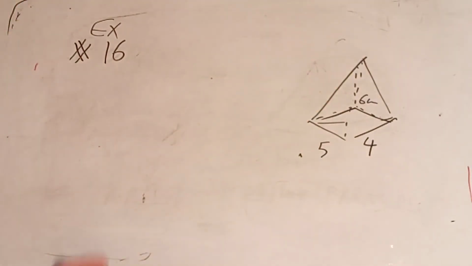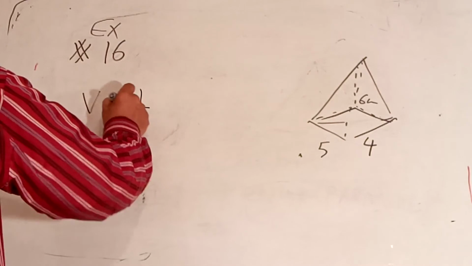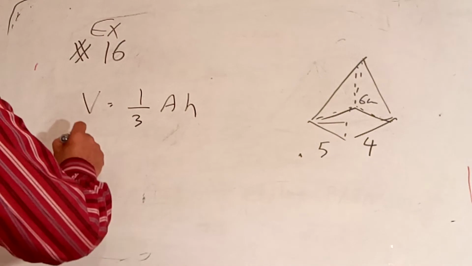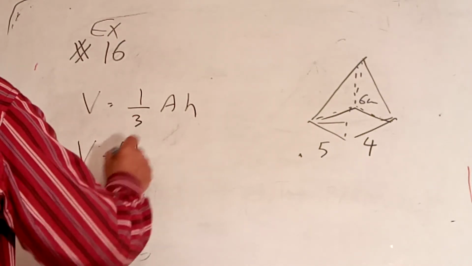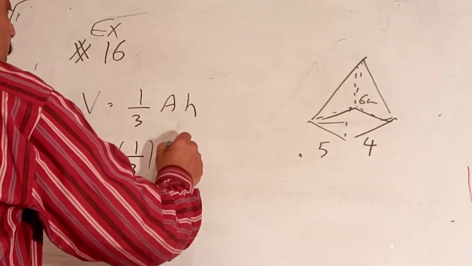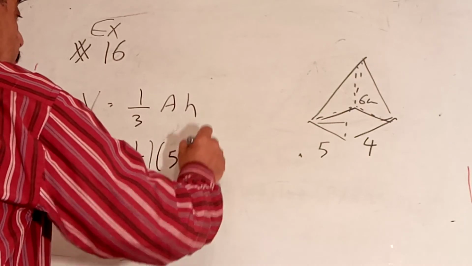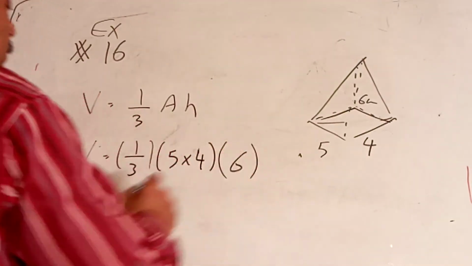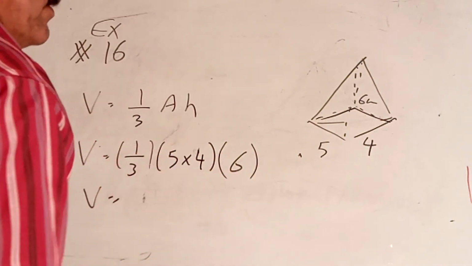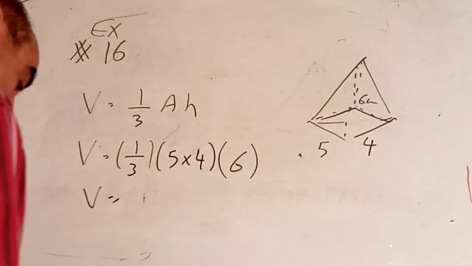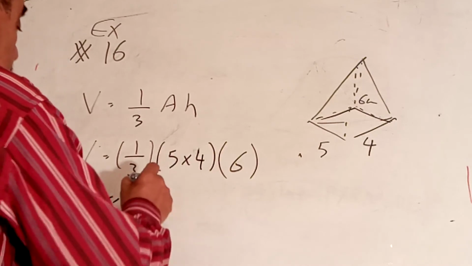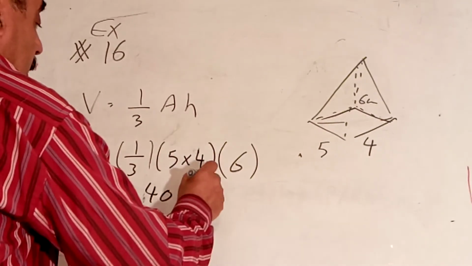So its volume V equals 1/3 A, the area of the base, multiplied by H, the height. The base is rectangular, so 5 multiplied by 4, multiplied by H, which is 6. This is centimeter, centimeter, centimeter, so it gives me the answer in centimeter cubic. So it will be 20 times 6, that will be 40 centimeter cubic.